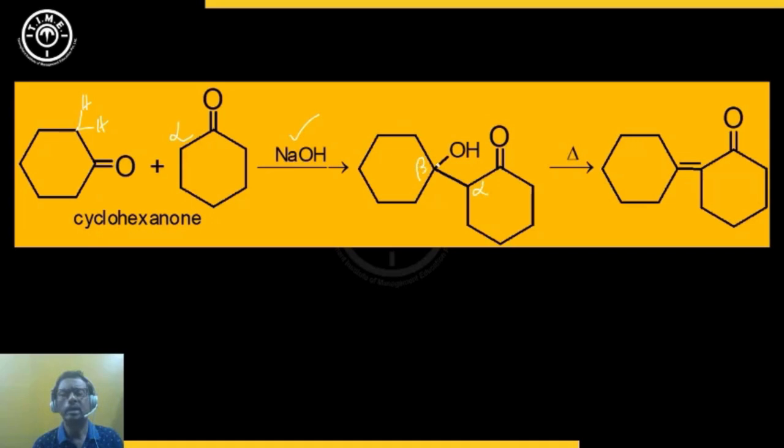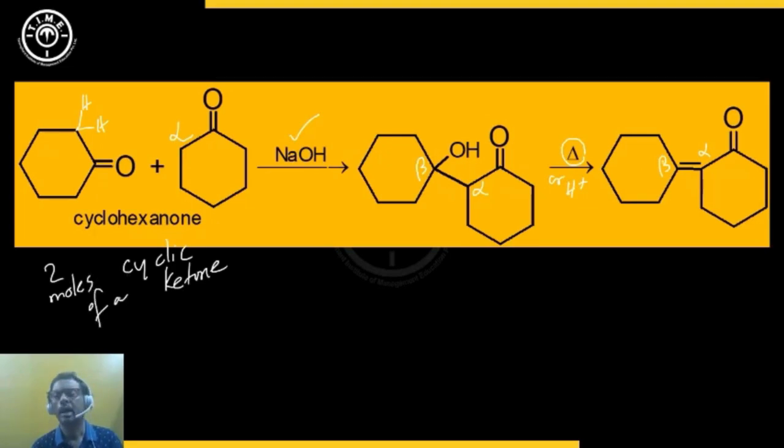Beta hydroxy ketone. That upon treatment with delta, that is heating, or H plus, right, gives us alpha beta unsaturated ketone. So this is cyclic ketone. 2 moles of a cyclic ketone we have taken. And there we again get an aldol. This is the aldol here. And aldol will give you alpha beta unsaturated ketone in this case.